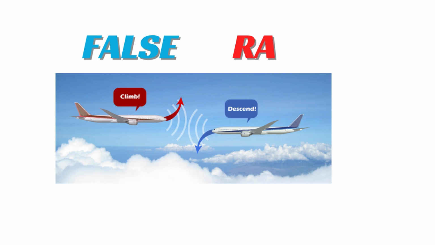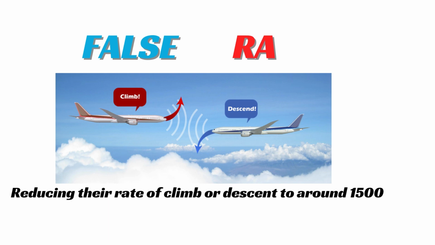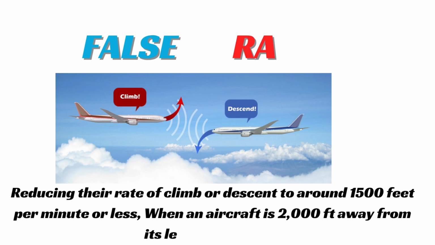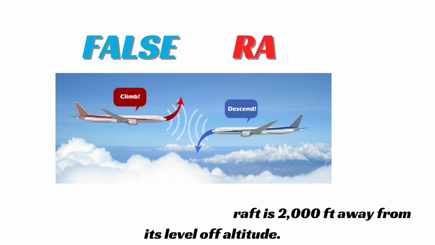What is a false RA? A false RA refers to a situation where TCAS issues a resolution advisory warning, instructing the pilot to take evasive action to avoid a potential collision, even though there is no actual imminent threat, often caused by factors like high vertical speeds close to a cleared altitude, leading to a false positive alert. Pilots can minimize the risk of false RAs by reducing their rate of climb or descent to around 1,500 feet per minute or less when an aircraft is 2,000 feet away from its level-off altitude.